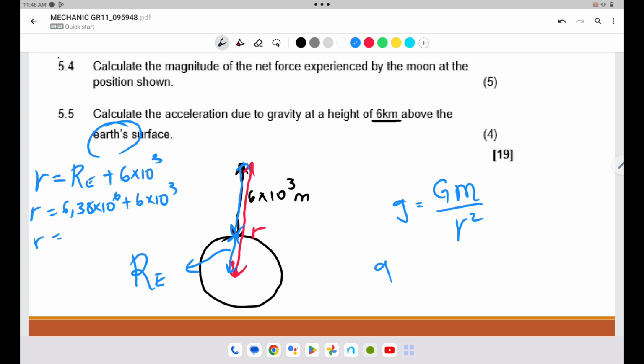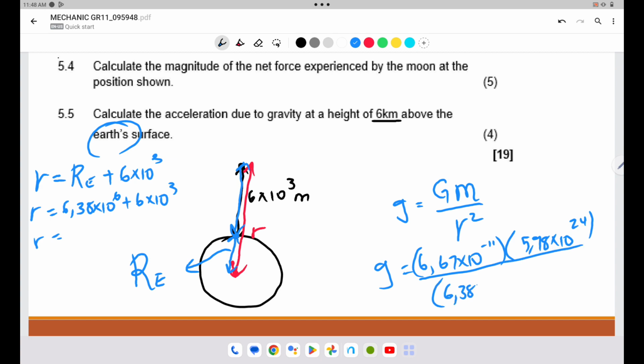So now we can sub in g is equals to our gravitational constant multiplied by the mass of the planet, 5.98 times 10 to the power of 24, divided by 6.38 times 10 to the power of 6 plus 6 times 10 to the power of 3, all squared. Therefore, g will be equals to, let me grab my calculator.